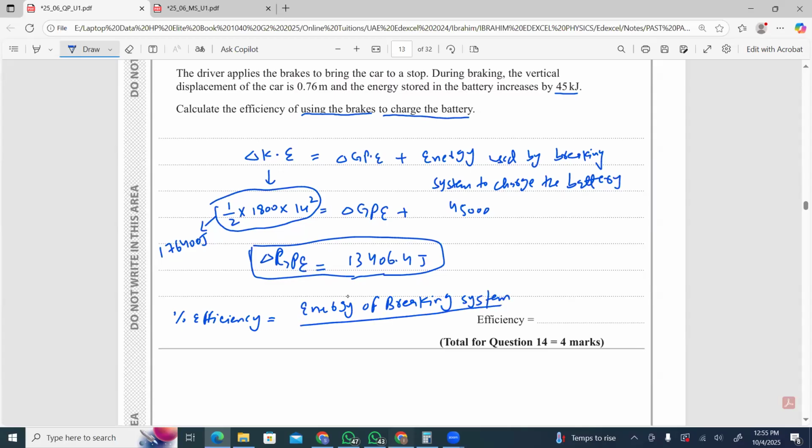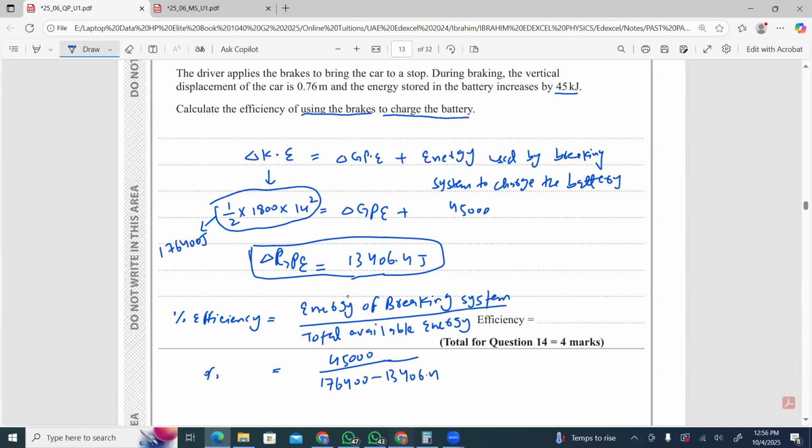Divided by total available energy. And how much is the energy available to you? The energy of the braking system was 45,000. The total available energy to you was 176,400 initially, but GPE has taken 13406.4 joules out of it. So you just subtract that.